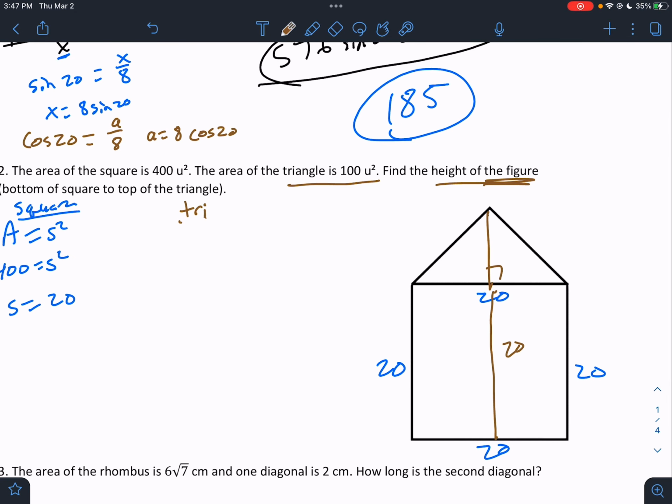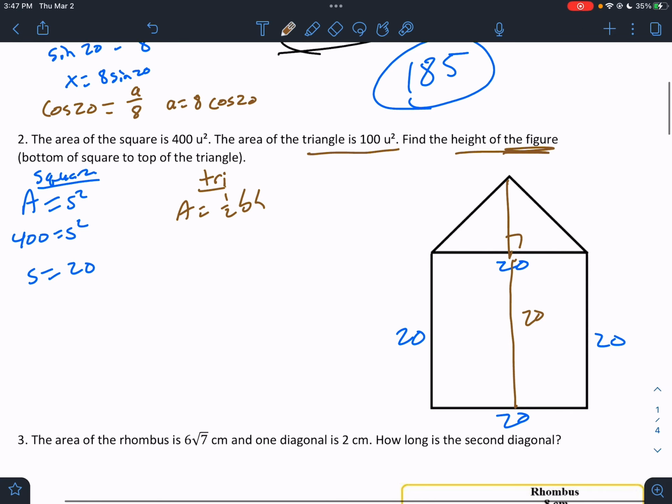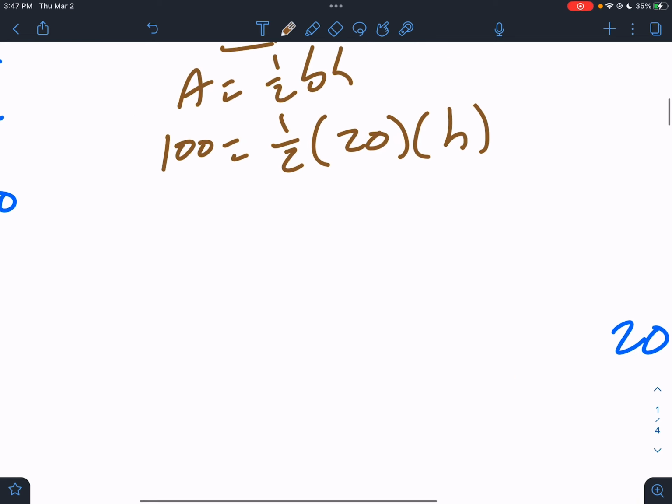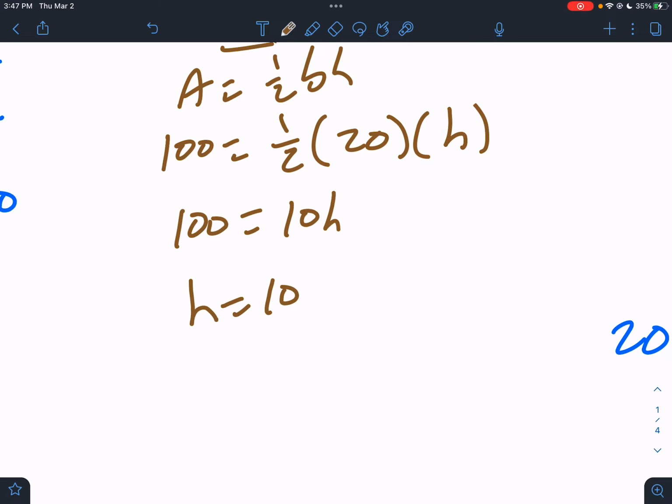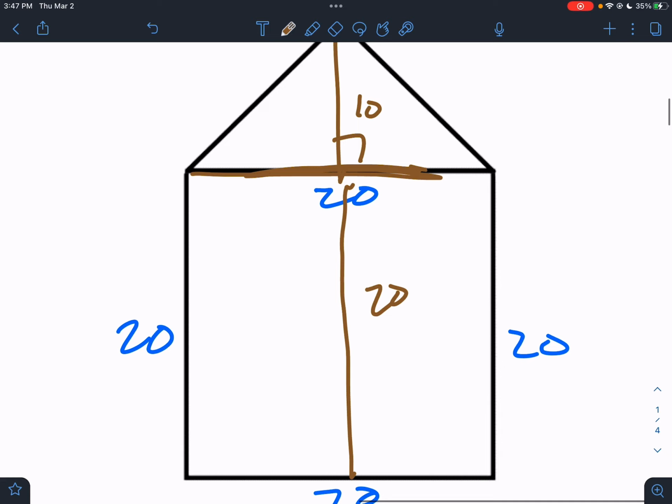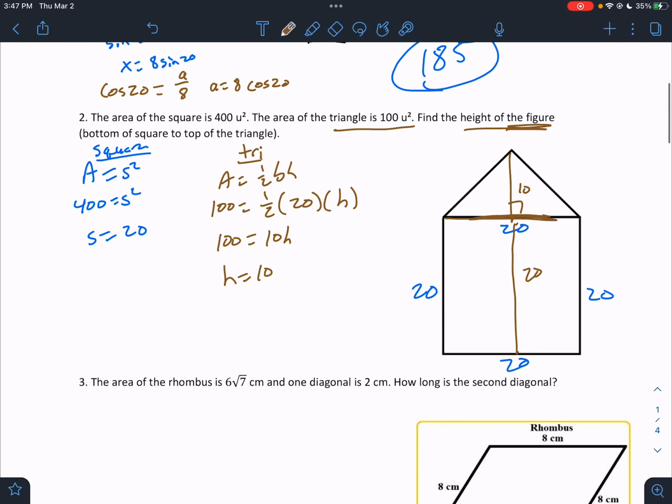We need to know the height of the triangle. So I'm going to work on the triangle. That is 1/2 base times height. We know that the area is 100. We know that the base would be 20. And we're solving for the height. So 100 equals 10h. The height is 10. So what is the overall height of the figure? Well, it's 10 plus 20, which is 30.